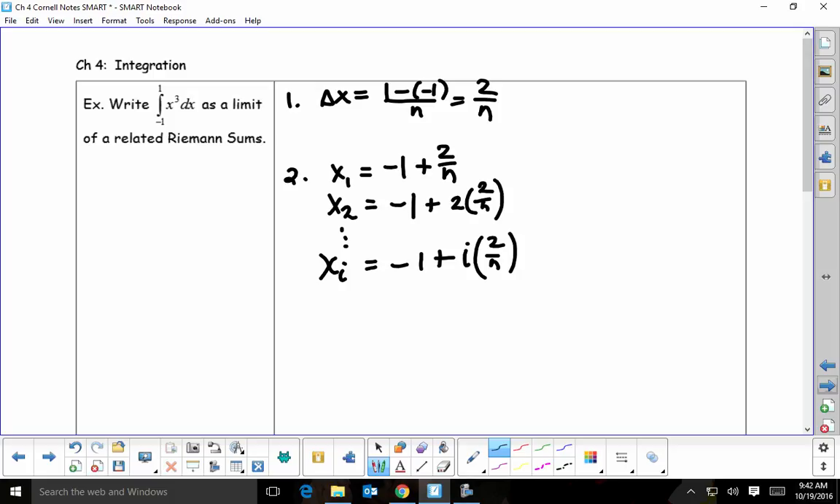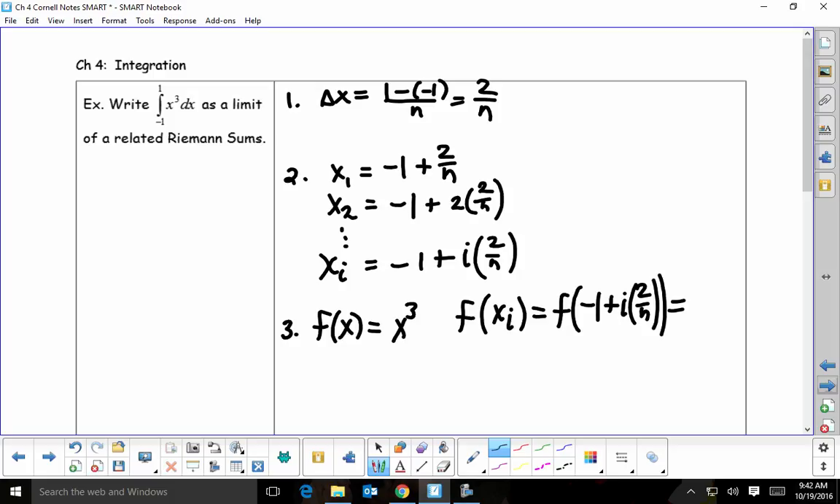Step 3. What's f of x? X cubed. So now we want to find f of x sub I. So what would that equal? We're going to use this guy to help us with this. It's just that guy plugged in for x, right? So it would be that guy cubed.